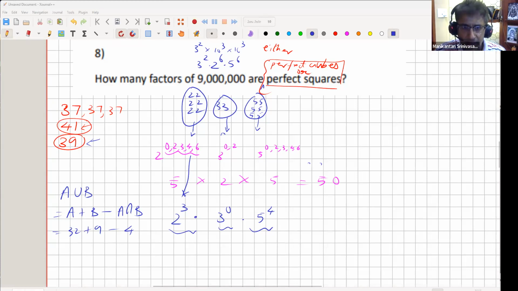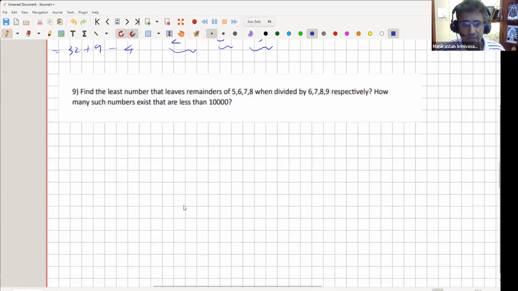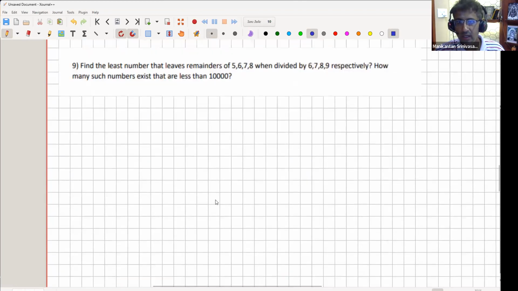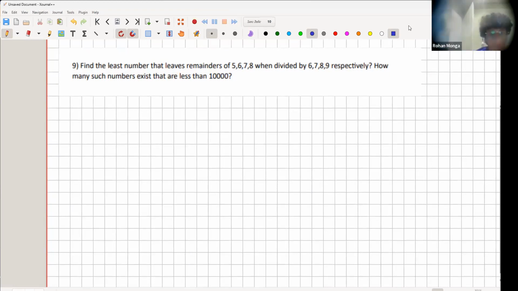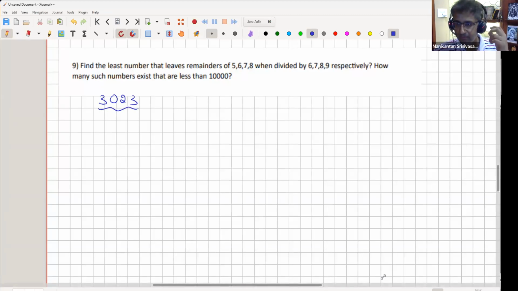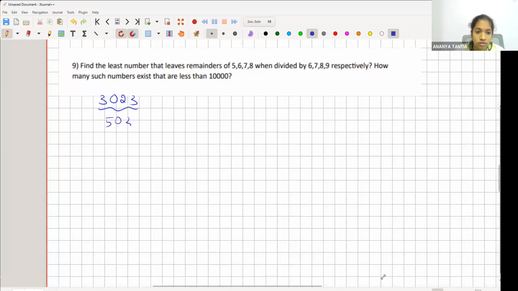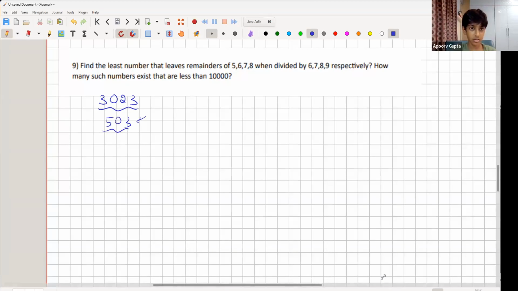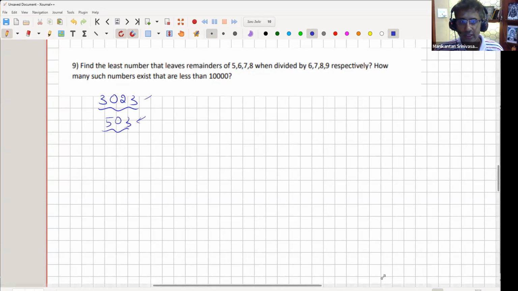Okay, question 9. Find the least number which leaves a remainder. Anyone, Rohan, did you get this one? First answer the first part. I got 3023. Anyone get the same answer? I got 503. Even I got 503. All right. Rohan, can you explain your 3023?